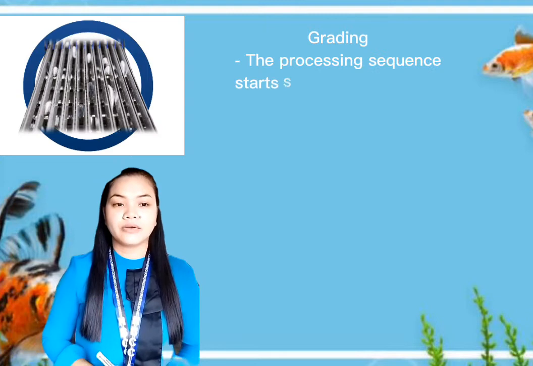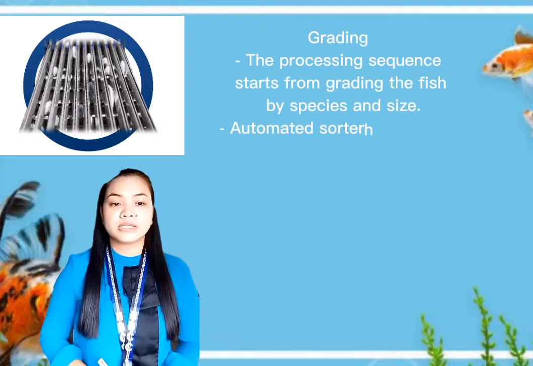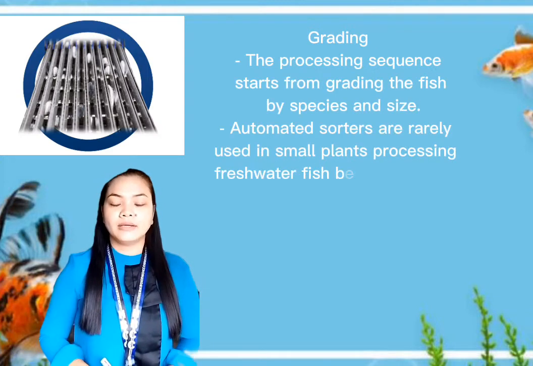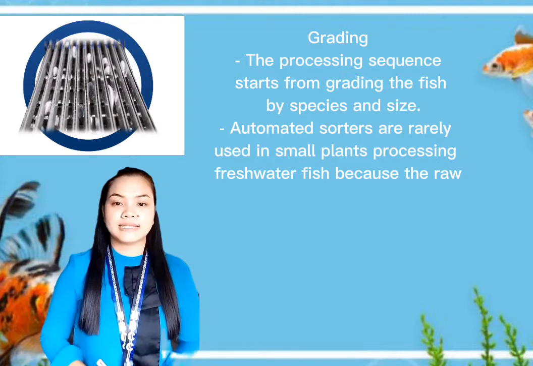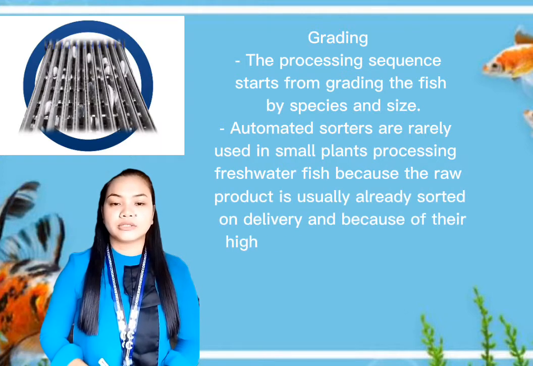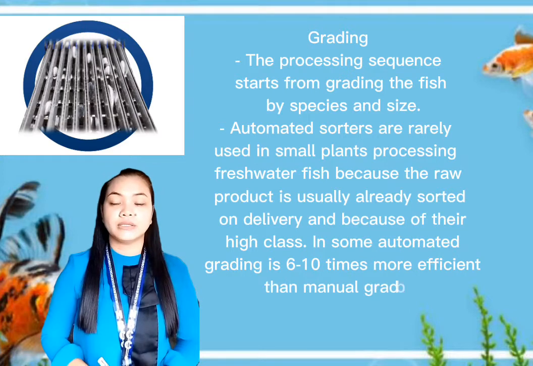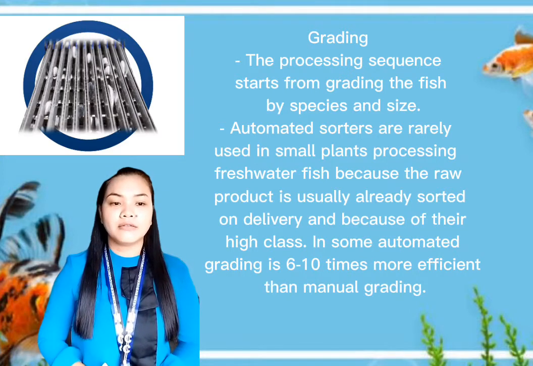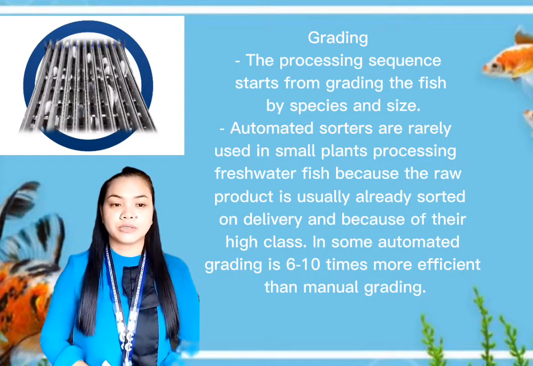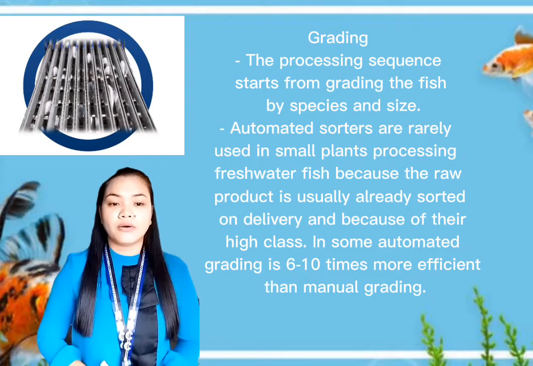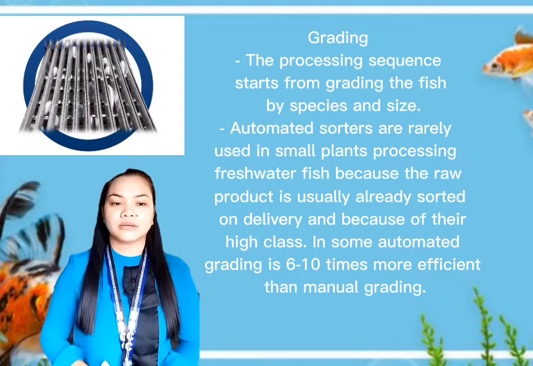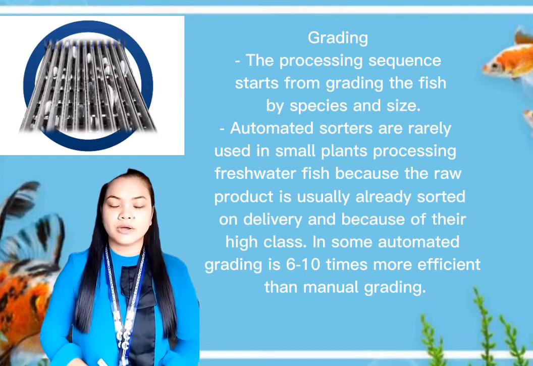Next step will be the grading. The processing sequence starts from grading the fish by species and size. Automated sorters are rarely used in small plants processing freshwater fish because the raw product is usually already sorted on delivery and because of their high cost. In some plants, automated grading is 6 to 10 times more efficient than manual grading.